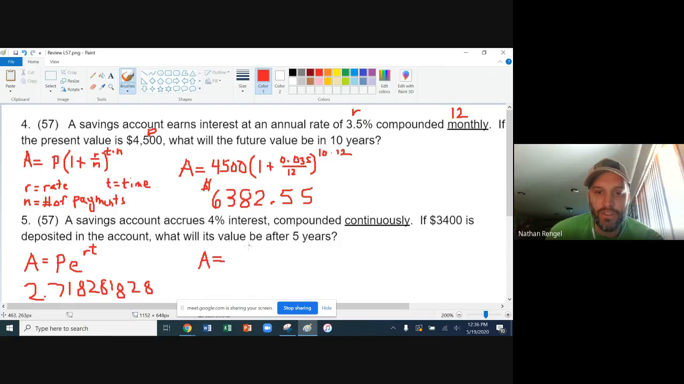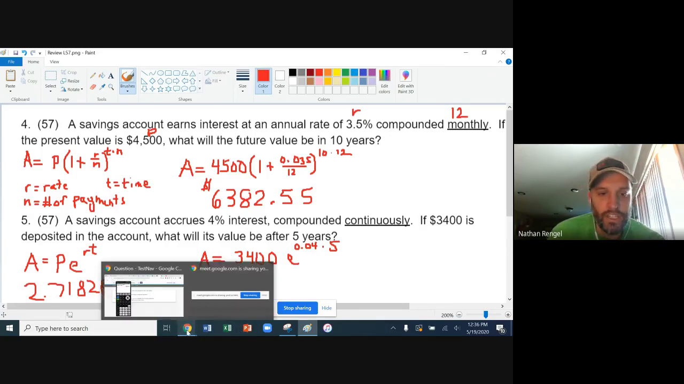So A equals, P is 3,400, that's the present value, times e, and then we're going to raise it to the rt. So r is 0.04 times the number of years, which is 5. So Pe to the rt is also called the Pert formula. So that's the order of those letters that you see arranged in the formula.